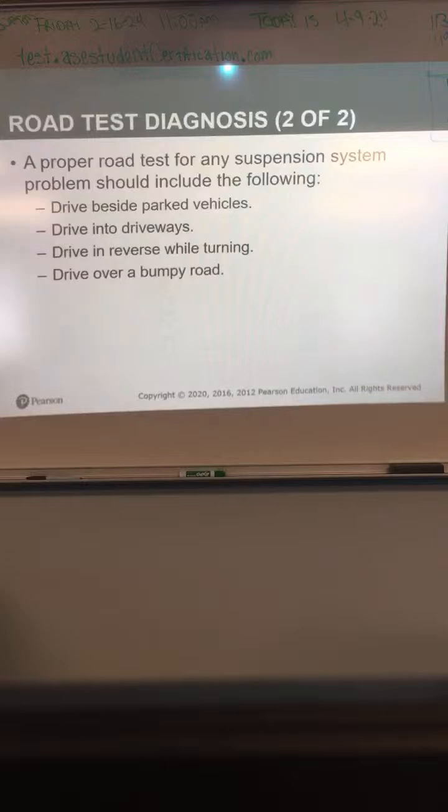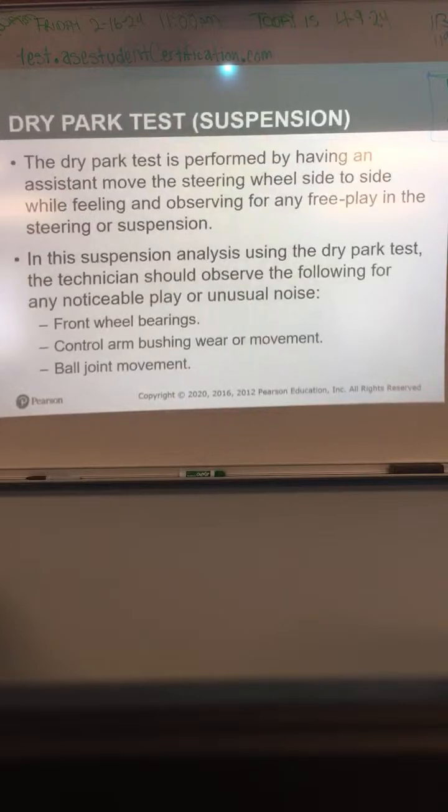In reverse while turning. Sometimes only small suspension components will make noises while you're backing up and turning, like pulling out of a driveway or something. Okay? Over a bumpy road, again, depending on what's worn or what's making noise. So you may have to drive it in any of those conditions in order to duplicate whatever problem you're having.